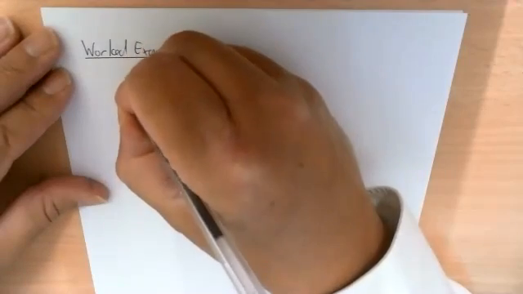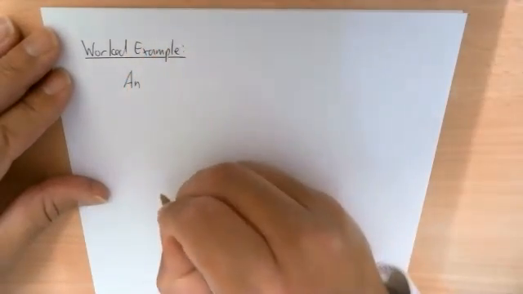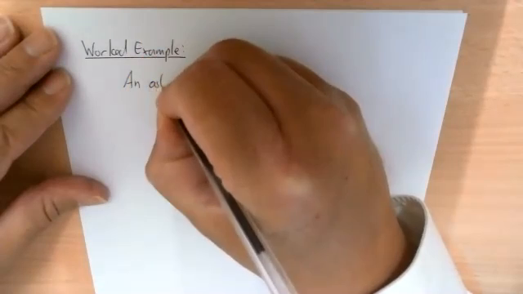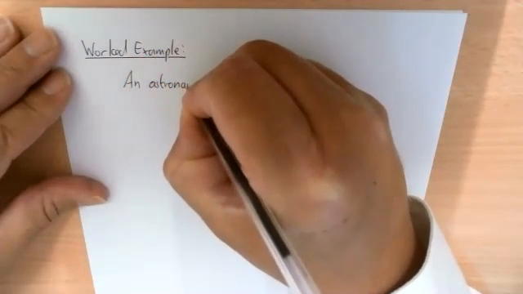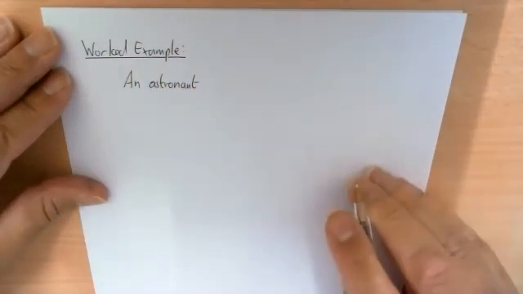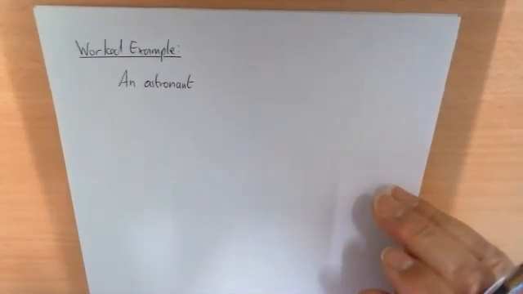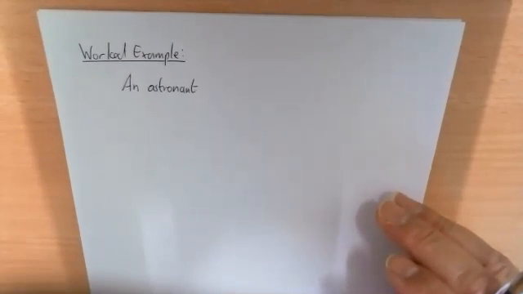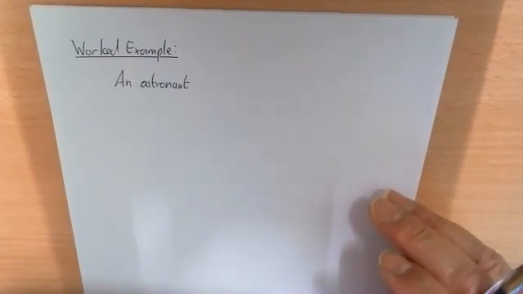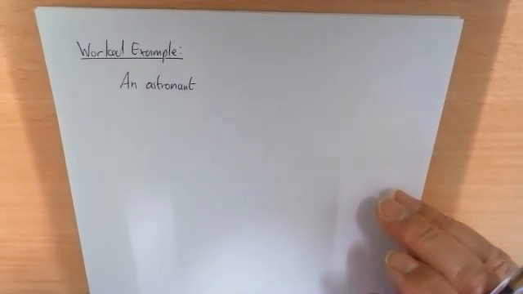So here we're going to present you with a science fiction problem. Imagine you're an astronaut. An astronaut is the same thing as a cosmonaut, same thing as a taikonaut, just depends on which country they're from. An astronaut's American, taikonaut's Chinese, and a cosmonaut is Russian.